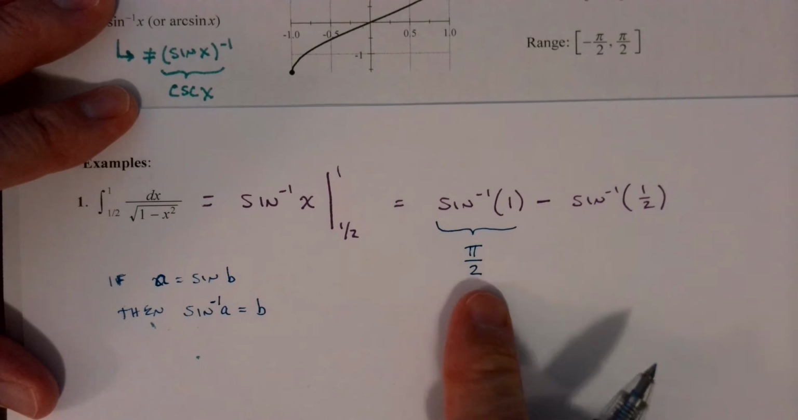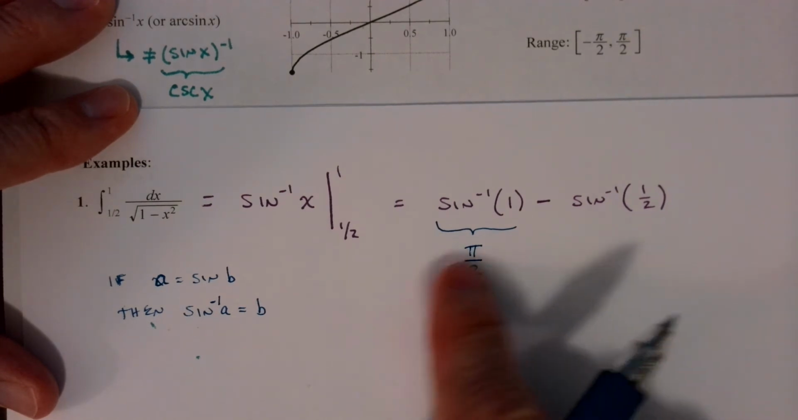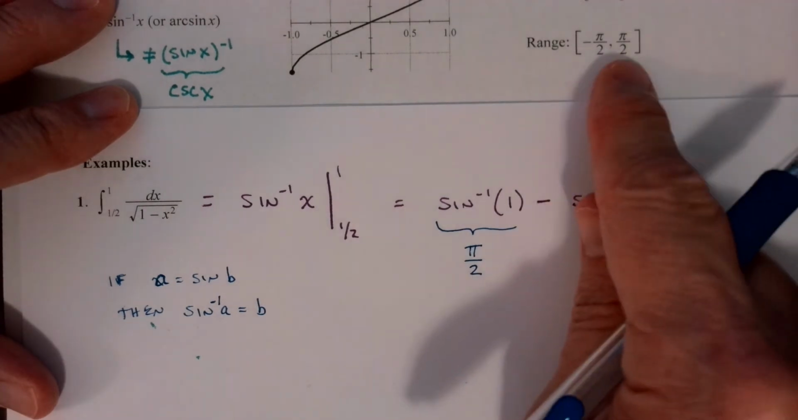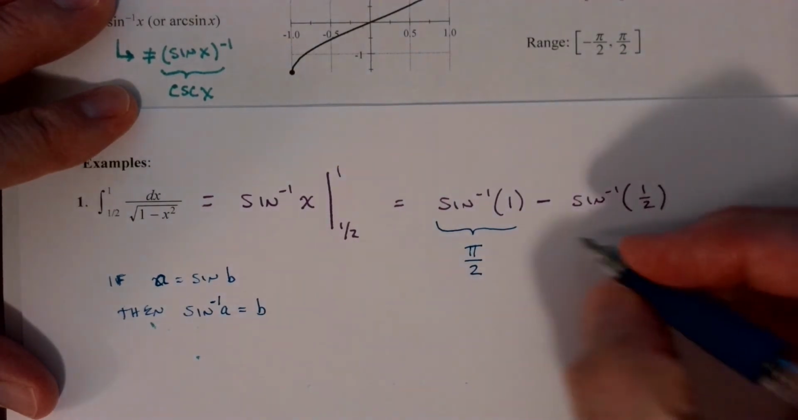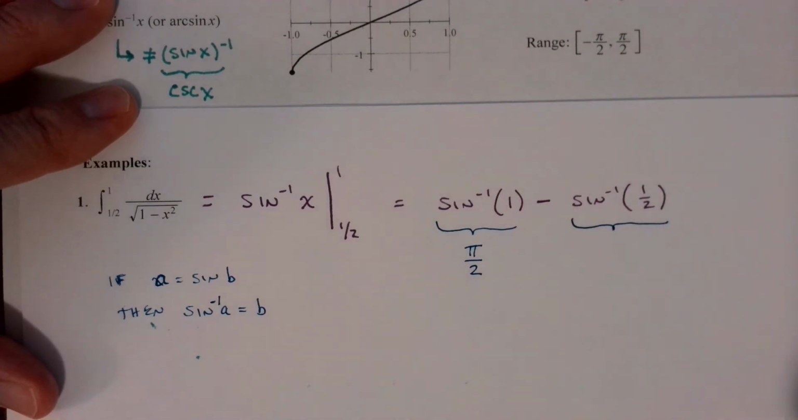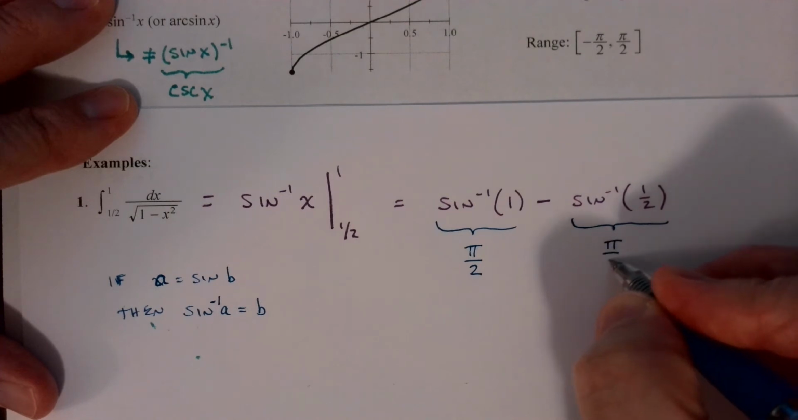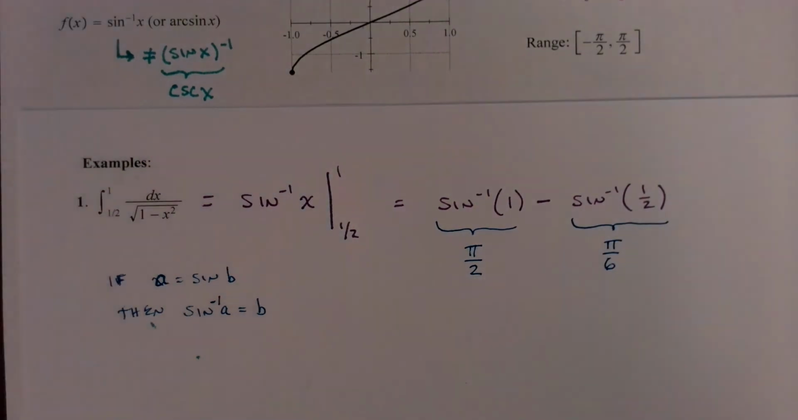Now there's lots of other values where sine is equal to 1, like sine of 5 pi over 2 if I add 2 pi to this, but 5 pi over 2 is not in this range. Sine inverse of a half. Well, sine of what is equal to 1 half? Answer: pi over 6. Again, you can use the unit circle to work through that.